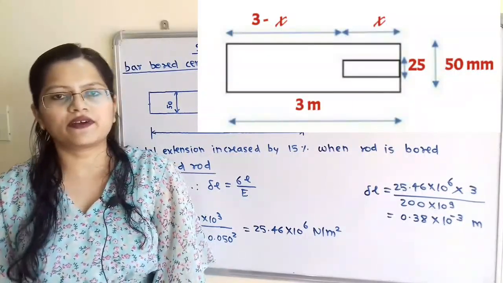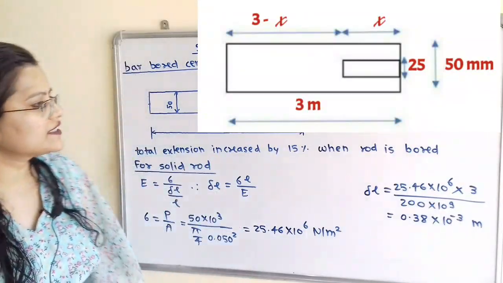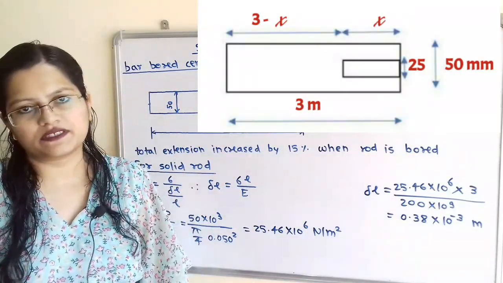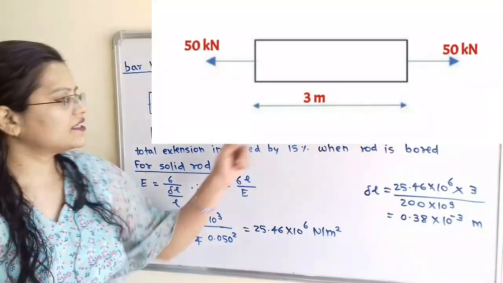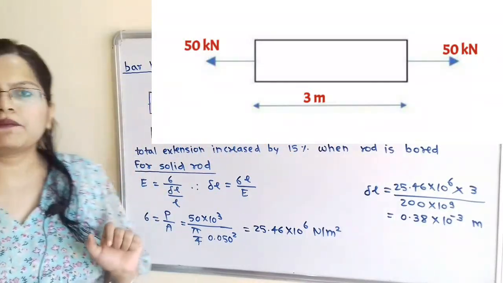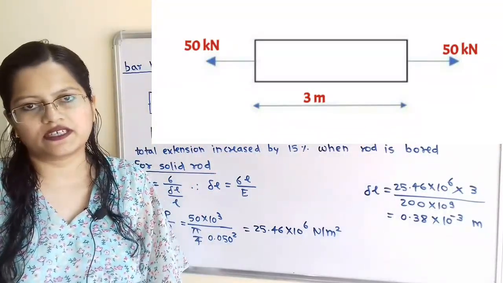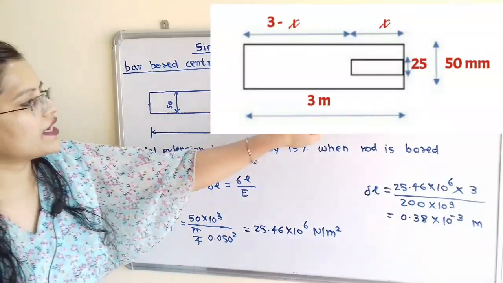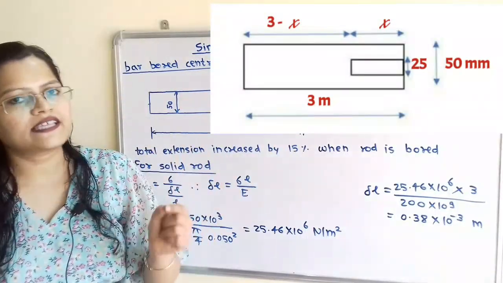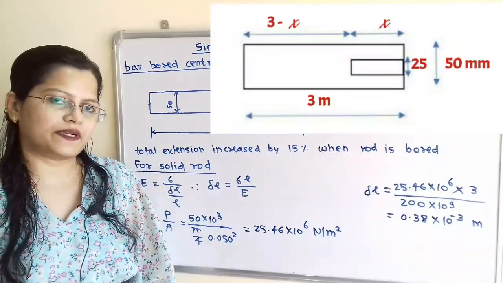Let us understand the given question. We have to find the length of the bar which is bored centrally so that the total extension is increased by 15%. That means when this bar is not bored, that is, for the total solid bar having 50 mm diameter, the extension in this bar is equal to 100%. And when this bar is bored for 25 mm centrally up to a length x, then the extension is equal to 100 plus 15, that is, 150.